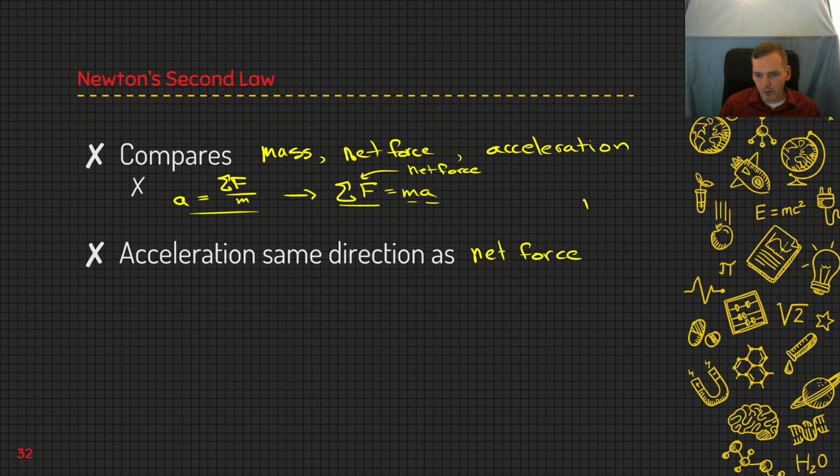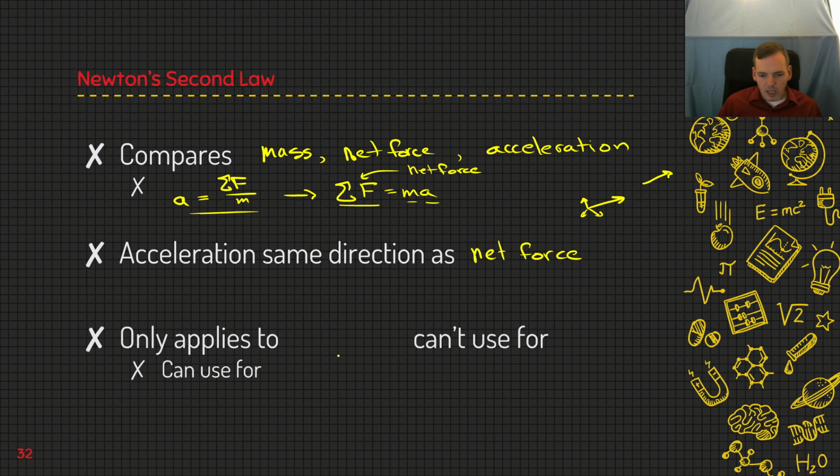So if I have a force going like this, and then another force going like this, and another force going like this, and another force going like this, then the net force is going to be something like that, and it's going to accelerate that way. This only applies to net force. You can't use it for individual forces. So you can only talk about the total force acting on an object.